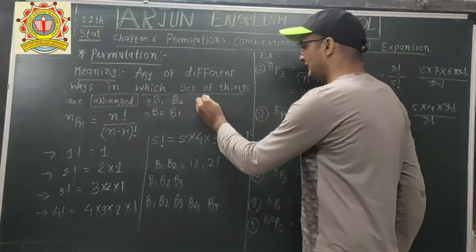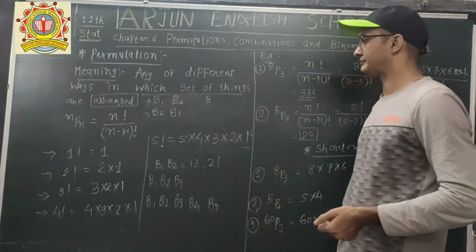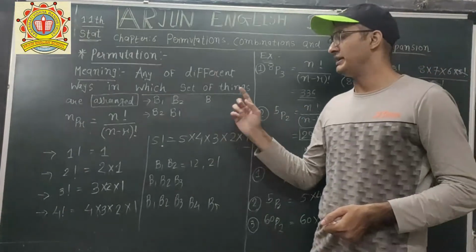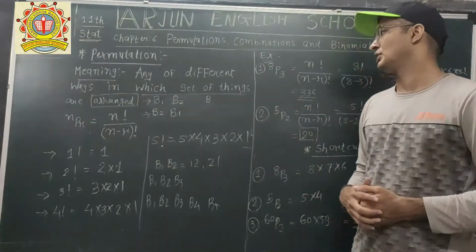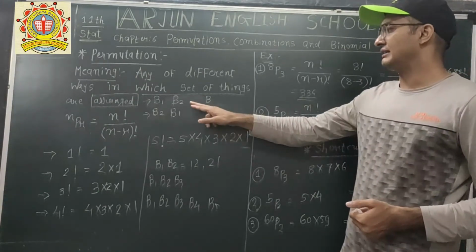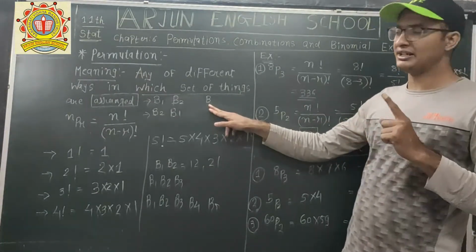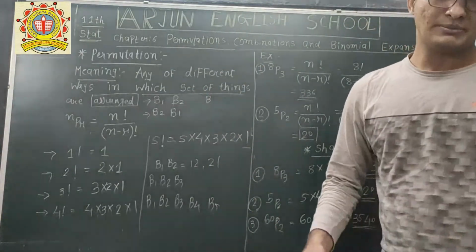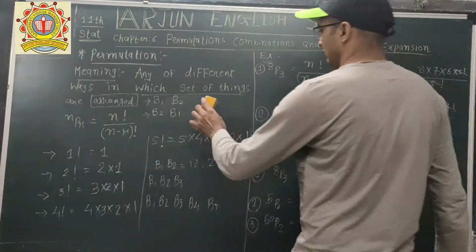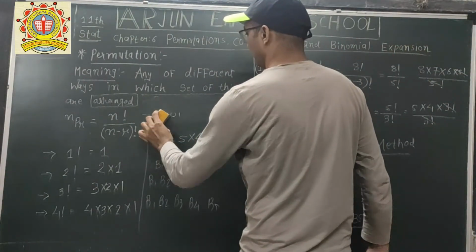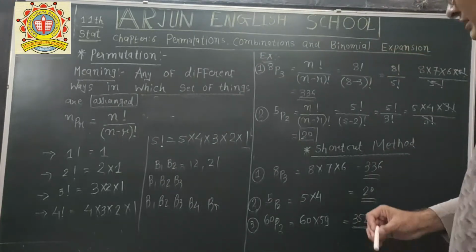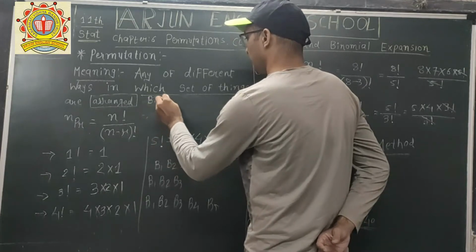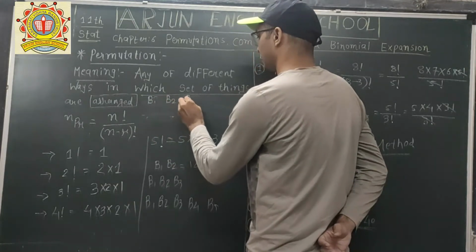If there is only a single thing, like a single boy, then we can arrange it only in one way, that is B. Got it? So first, only one thing is arranged in a single way. If there are two things, we can arrange them in two ways. Now what about if there are three things, like if there are three boys, B1, B2 and B3.